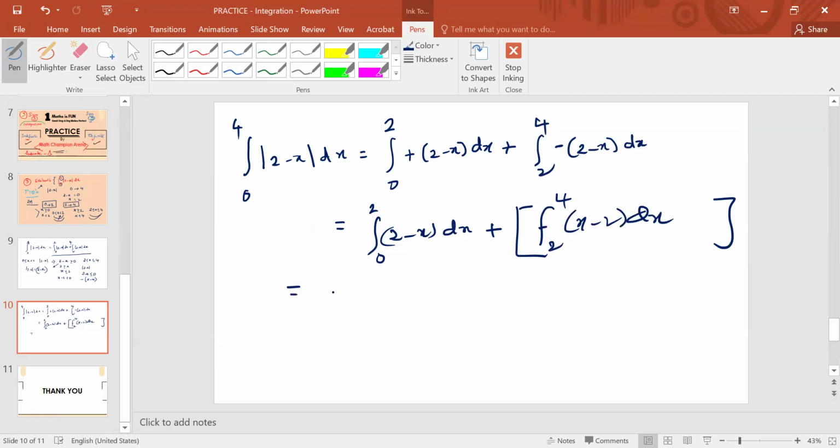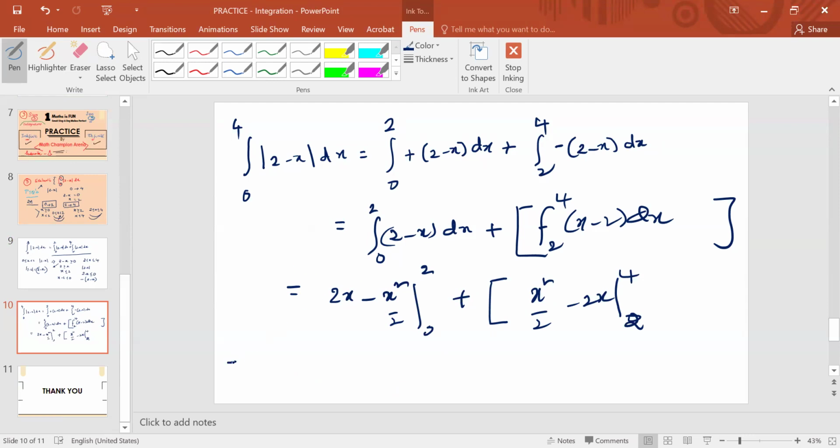So this part is 2x minus x square by 2. See, I am deliberately keeping the plus here. So here this becomes x square by 2 minus 2x, over 2 to 4. This is what we need to apply and solve. So now I will apply the limits. How do I apply the limits? First of all, this interval is done first, so this 2 is applied in this expression.